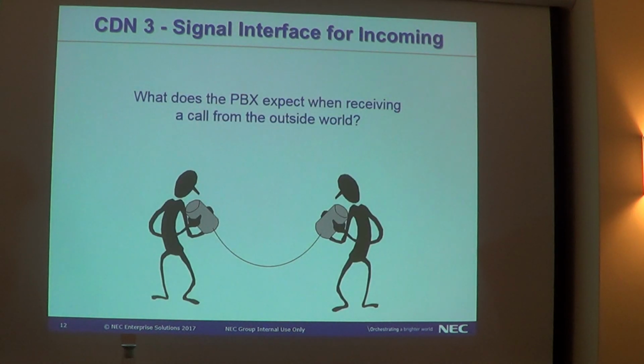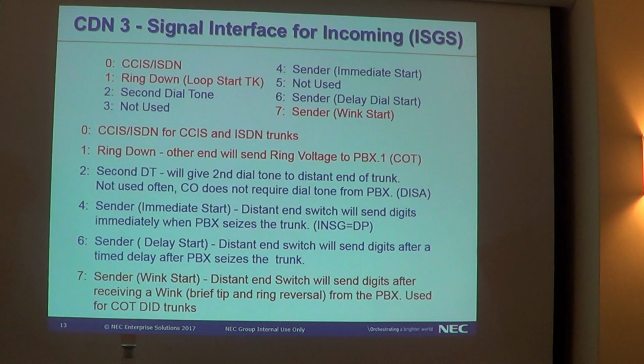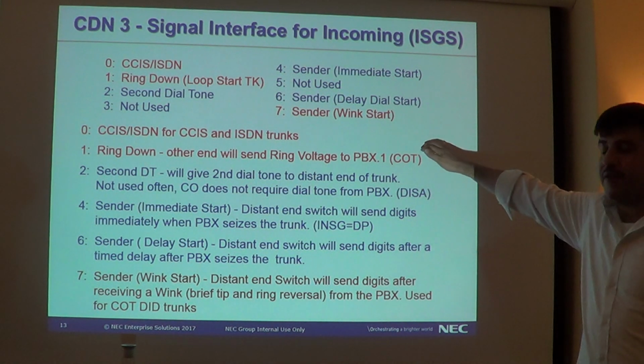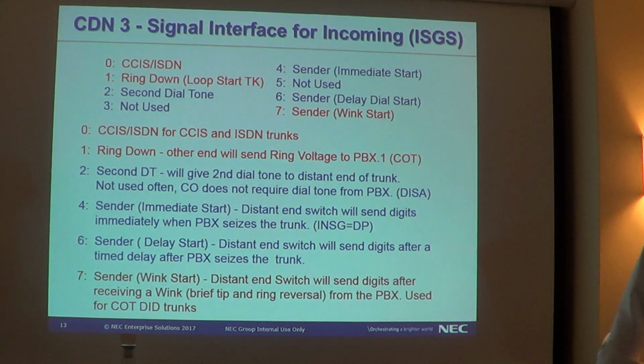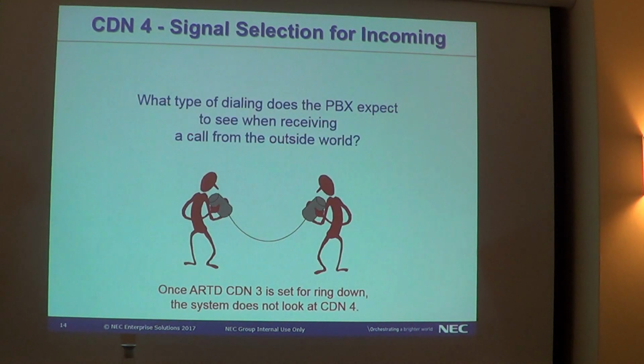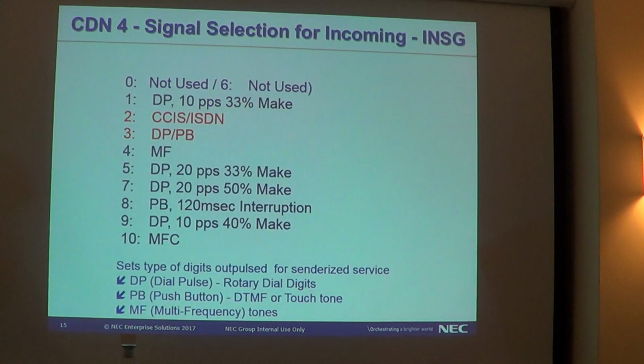We are talking about the outgoing, now we talk about the incoming call. What do I expect when I receive a call from the outside world? Is it an ISDN call? Is it a ring down? I will ring that on. Or again, I need to have a wink start. Someone, wink wink, I'm here. Also, what kind of dialing does the PBX accept from the ISDN, from the outside world? It's really done with the CCI, with 2 parameters. As you can see, it's a dial pulse or push button or CCIS or ISDN.